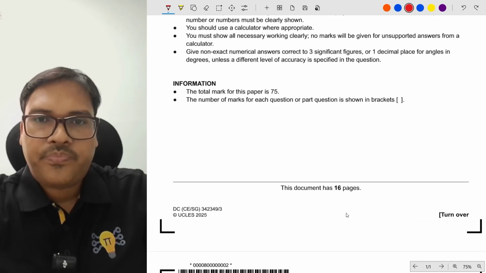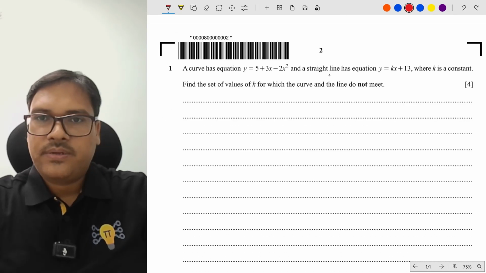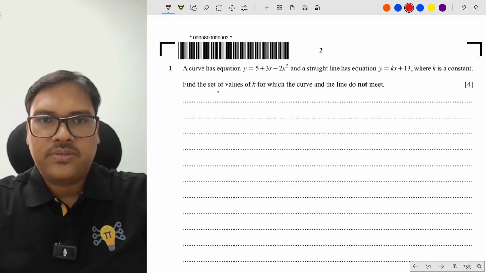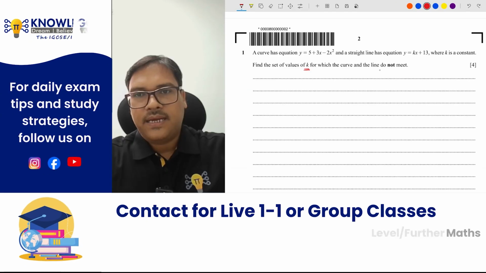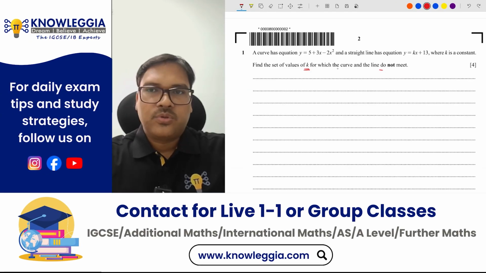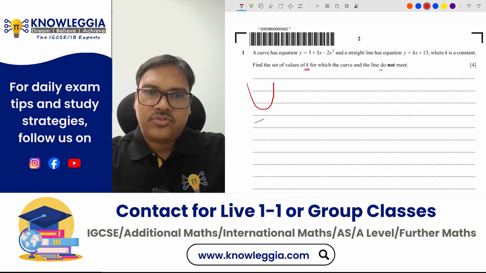So let's start with the first question. The curve has this equation and the straight line is given to you. K is a constant. Find the set of values of K for which the curve and the line do not intersect. So basically the idea here is, this is the curve and this is the straight line, and they are not intersecting each other.